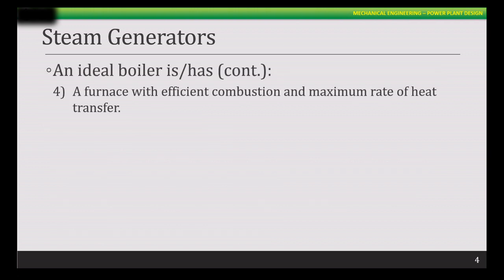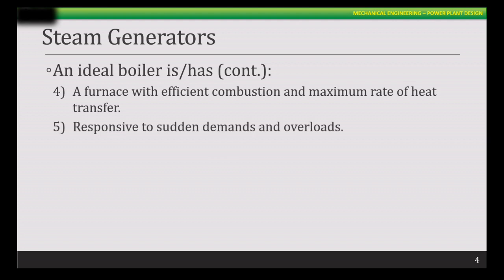Okay, so to continue, the fourth one is a furnace with efficient combustion and maximum rate of heat transfer. So it should be efficient, because it would be a waste, it will be wasting fuel if it's not efficient. Then responsive to sudden demands and overloads. Of course, we do not know when demand changes. For example, we turn on the electricity, we turn off the electricity, and when we use our equipment, it draws a lot of electricity. So you multiply that by the number of people and households that are using it. It keeps changing, so it has to be responsive.